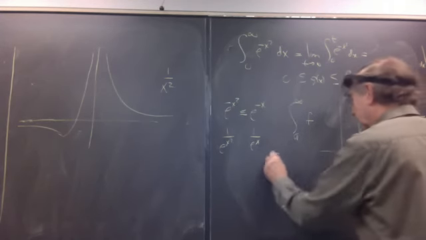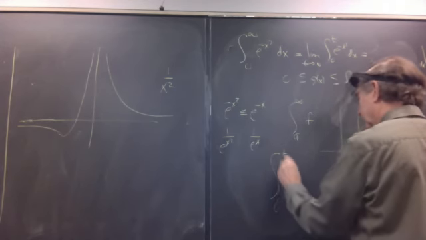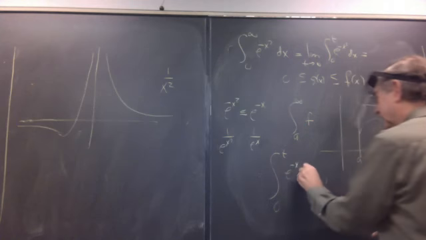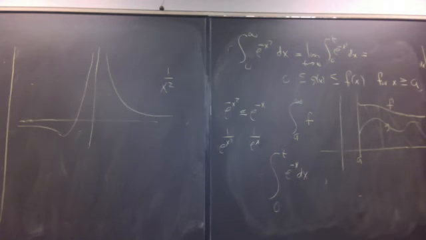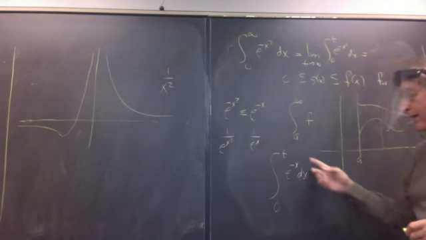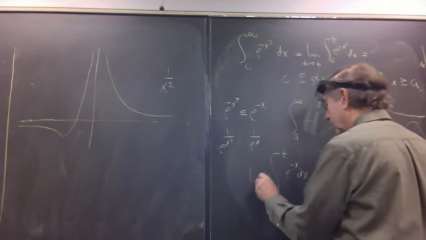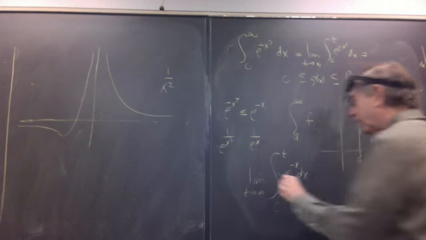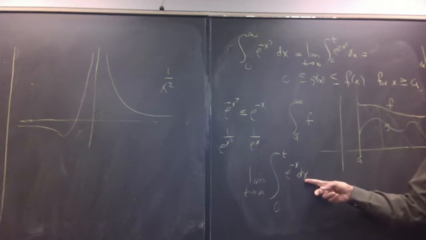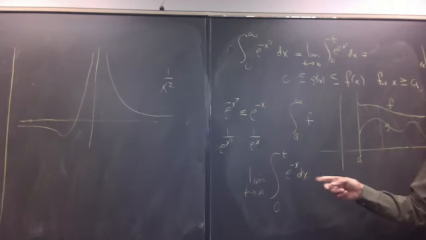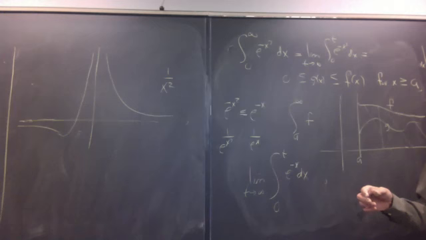Now, can you integrate e to the minus x dx? I hope so. It's minus e to the minus x. So you replace one function by a bigger one. You find out what this one is. Now, what if it's infinity? Then it tells you nothing. If the bigger one diverges, it doesn't tell you anything. It's when the bigger one converges that tells you something.